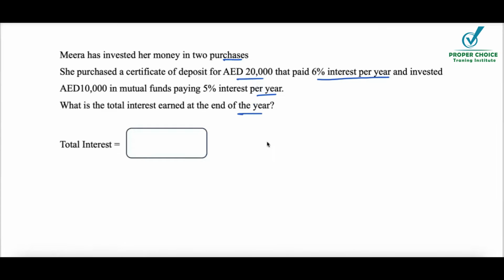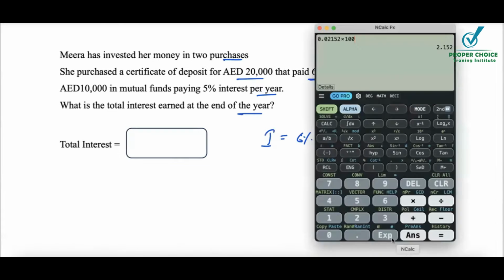So they are asking us the total interest. What is the total interest she'll be earning? She'll be earning 6% on 20,000. So I'll be writing it as 6% times 20,000 will be the total interest she earns from this, plus 5% on 10,000. So this is what she earns from the mutual funds. So now what is the total interest she is earning?